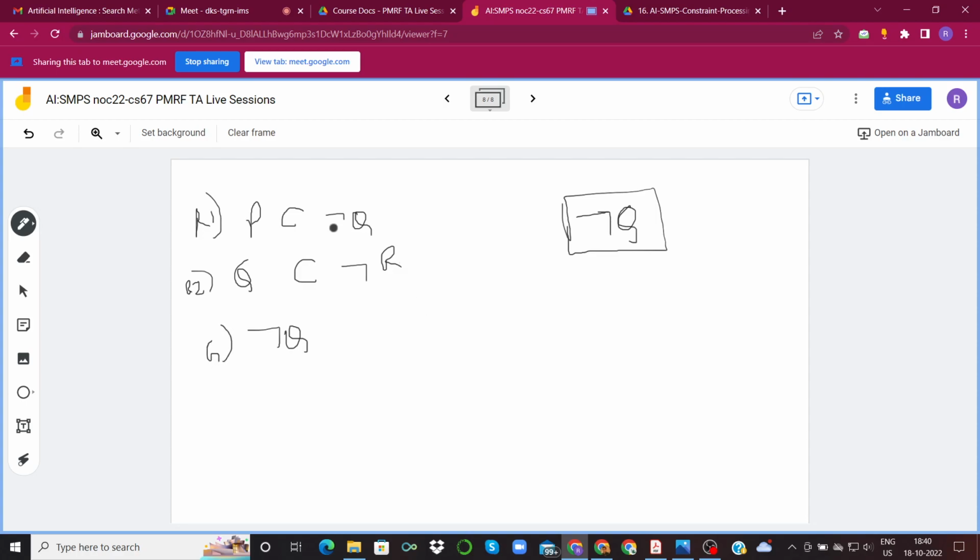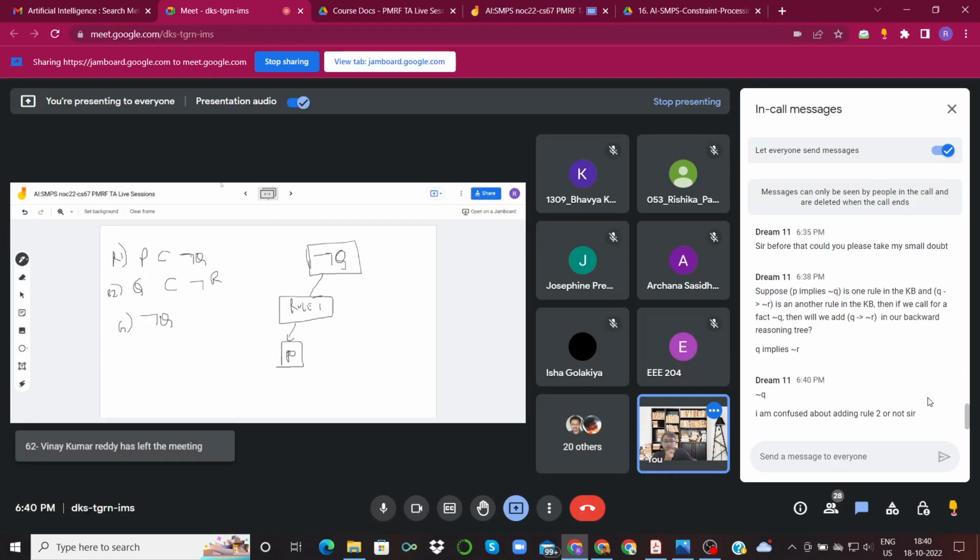This is the goal. Rule 1 will definitely be there, because it gives us a negation of Q on the right hand side of the rule, and this would create a subgoal which is P. If P is present in your knowledge base, we can say that the solution exists. Rule 2 would not be a part of this tree, because the right hand side of this rule is negation of R, which is not our goal or any of the sub goals present in the search tree. So I don't think rule 2 will be added. I hope that answers your query.